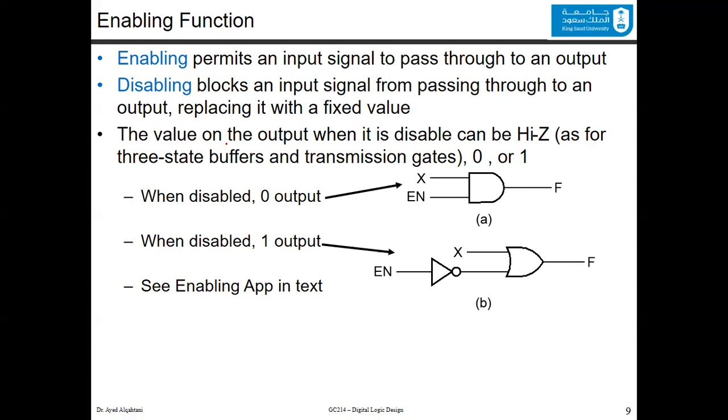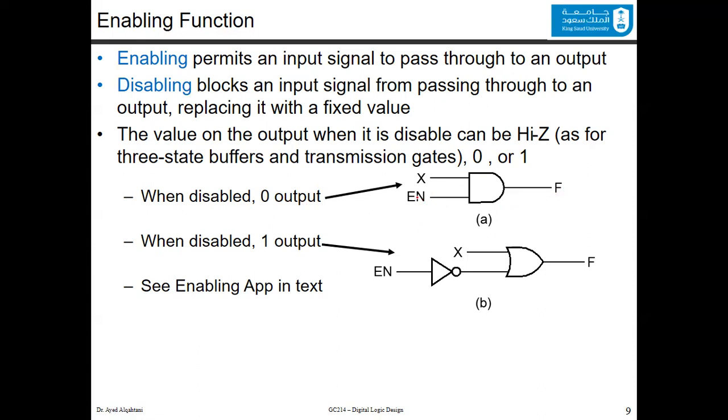The value on the output, when it is disabled, can be high impedance, as we discussed in the tri-state buffers. So, for example, here, you can have this AND gate. The X will pass through to the F if the enable is equal to 1. If it is equal to 0, then X will be blocked. So when disabled, you will have 0 output.